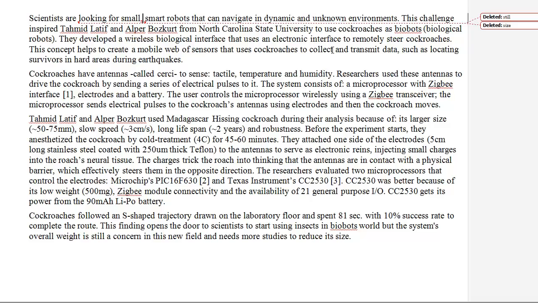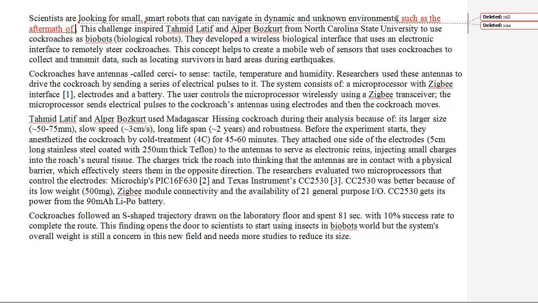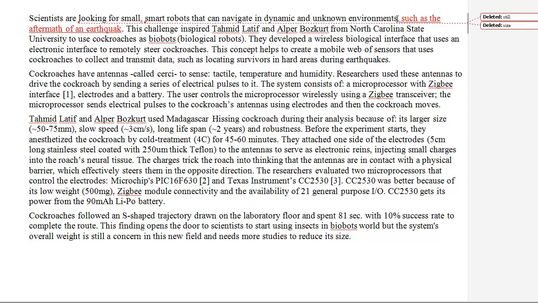That's really good language, and I'm actually going to add one little piece to that, because at the end of this paragraph they get to this idea about survivors and earthquakes, and that's a nice little detail that really grounds the reader. You kind of see how important this topic is. So I added just a little bit here. I added such as the aftermath of an earthquake. I got that little thought in early, and that means I'm going to be able to cut some material from the end of this paragraph, so it's just going to streamline things a little bit.